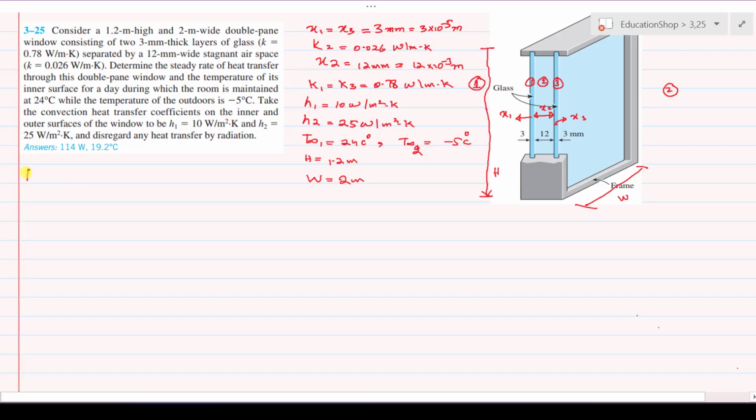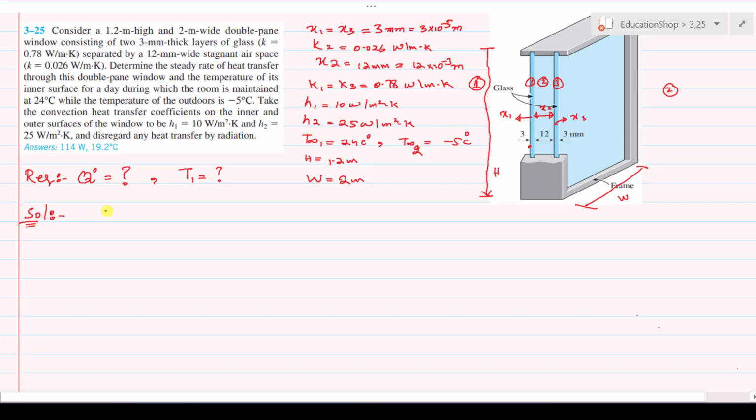What is the required data that has been asked in the statement? To find the amount of heat transfer through this double pane window and the temperature at the inner surface of the glass, let's say T1. These two are our requirement, and in order to find this we have the given data. Now come toward its solution.